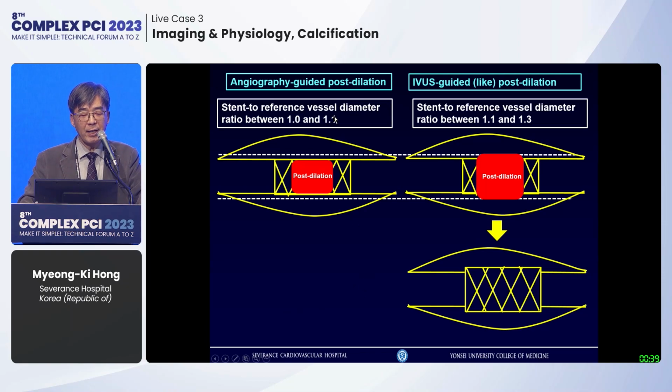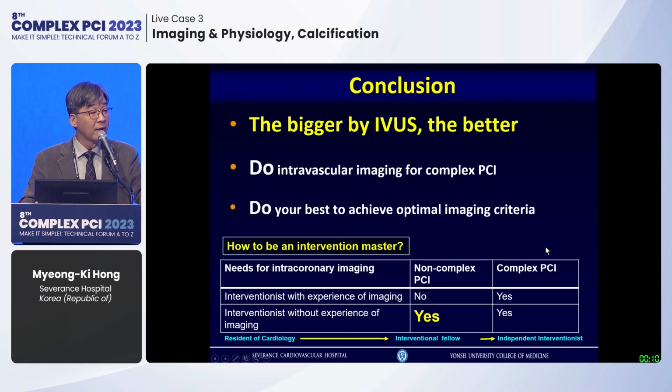When we do the angio-guided PCI procedure, the recommended stent to reference vessel diameter ratio is usually between 1.0 and 1.1. However, in IVUS-guided PCI, the stent to reference vessel diameter ratio is usually between 1.1 and 1.3. It makes a bigger size. We can create a bigger stent size. Therefore, ladies and gentlemen, I'd like to conclude that bigger, by using intravascular imaging, makes it better.